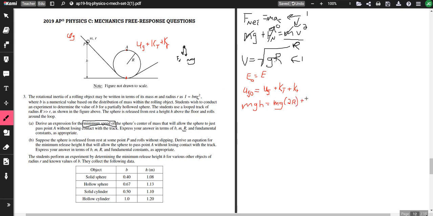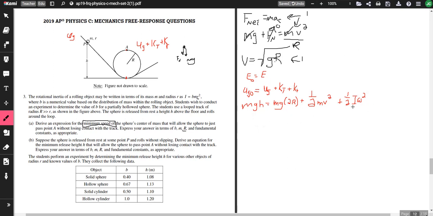The translational kinetic energy at this point is going to be 1/2 mv squared. I'm going to leave it as that for a second. And then for the rotational, that's going to be 1/2 I omega squared. Right? So I can actually start trying to clean this up. Actually, I don't want to clean it up just yet.